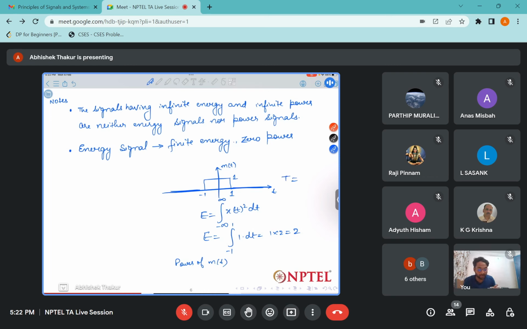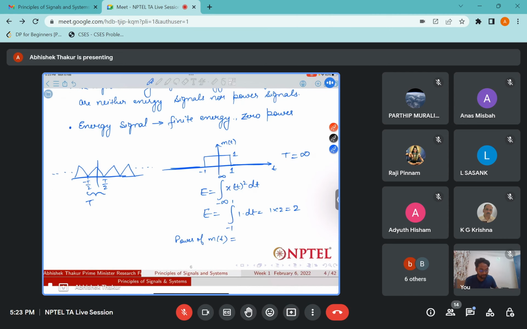What is time period? After some instances, when a signal repeats itself, that is a time period. Like this is our time period if some signal is like this. It is repeating continuously, then this is our time period. T minus T by 2 to T by 2 is one time period, so T is our time period in this case. But here it is not repeating, so the time period is infinite.